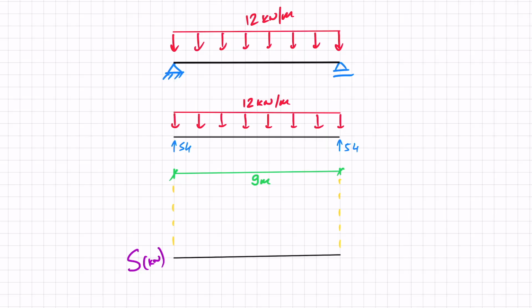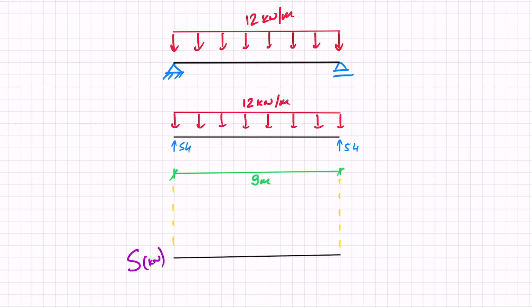But let's see what happens when you have a UDL. Now we need to remember when we have a UDL, the rank is one higher. So in this case, we're going to get linear lines. Let's have a look. So here I've got a simply supported beam with a UDL of 12 kilonewtons per meter along the whole beam. I've already solved the reactions and they work out as 54 kilonewtons at each end.